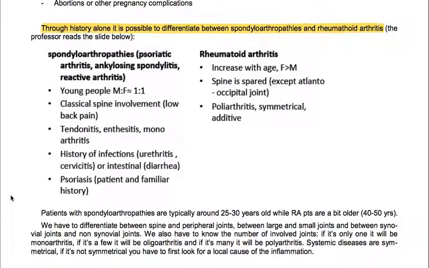In rheumatoid arthritis, instead, females are more affected than males. The incidence increases with age. Spine is spared, except atlanto-occipital joint, and we have a polyarthritis, which is symmetrical and additive. Patients with spondyloarthropathies are typically around 20-30 years old, while rheumatoid arthritis patients are a bit older.